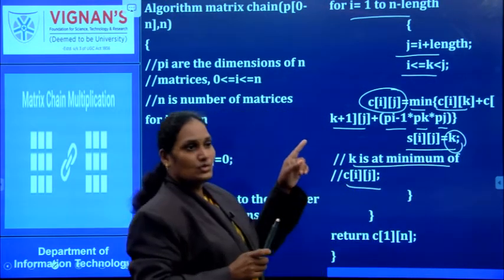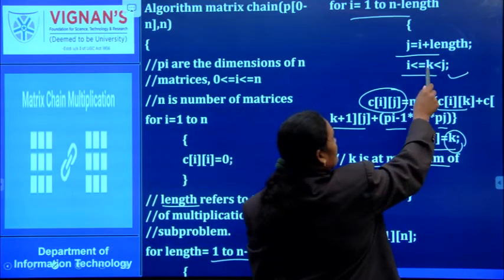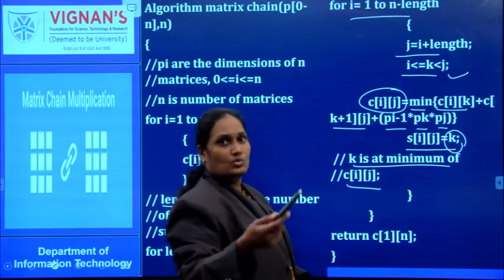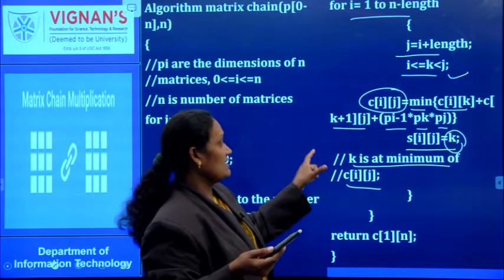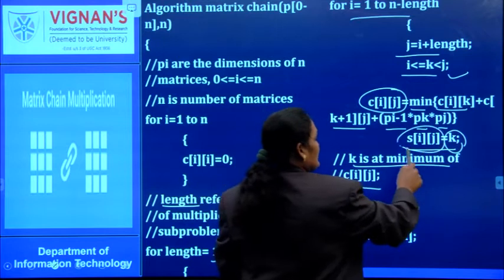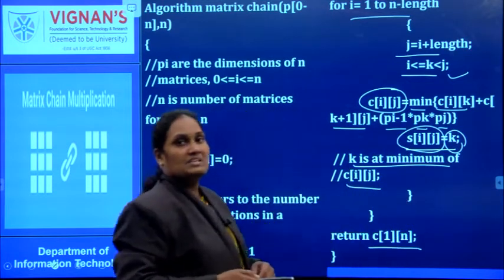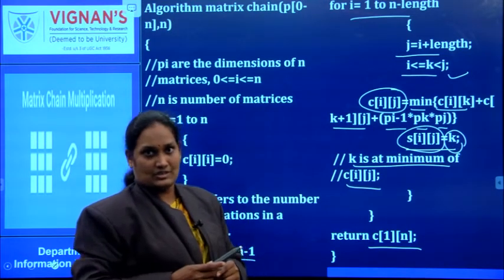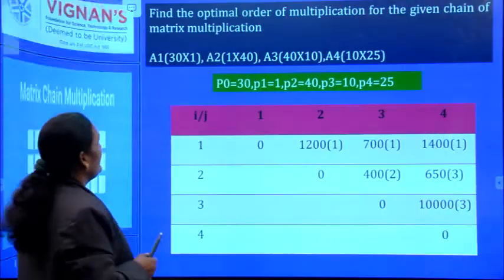Which k value? Here k lies like this: i less than or equal to k less than j. Here k may contain one value, or two values, or three values. Which k value minimizes the cost? That k value is taken as the S[i][j] value, and finally we write C[1][n], which gives the cost of the optimal parenthesization.